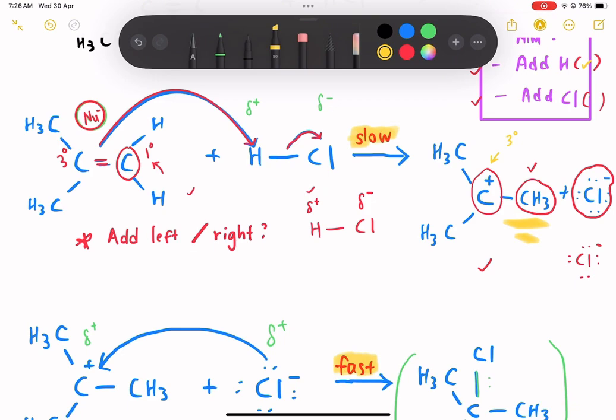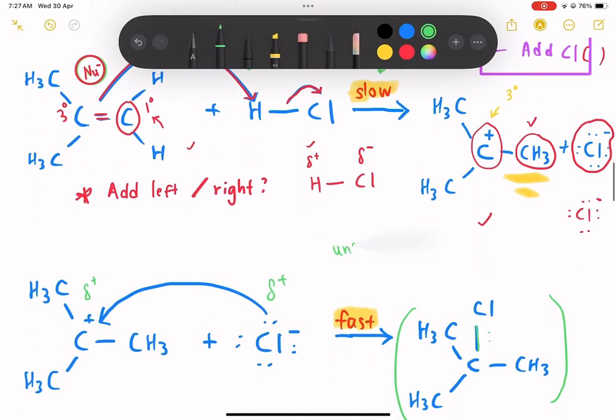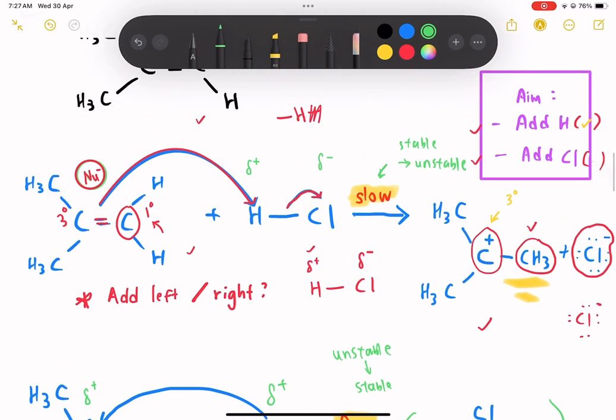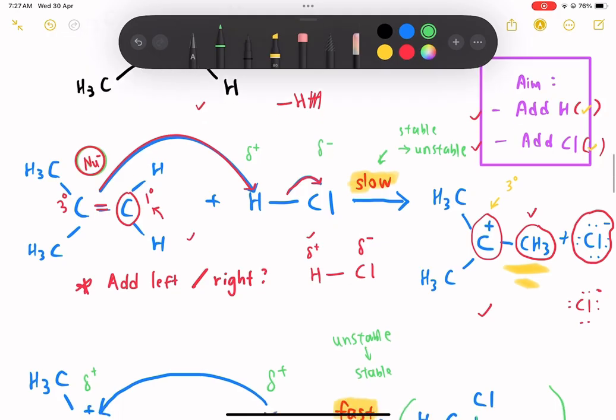Slow, because it is initially from stable, it becomes unstable. So it is slow. But if it is from unstable, becomes stable, it wants to become stable. So it is a fast reaction. Once you have added Cl, this means that our aim is achieved and the mechanism is completed.